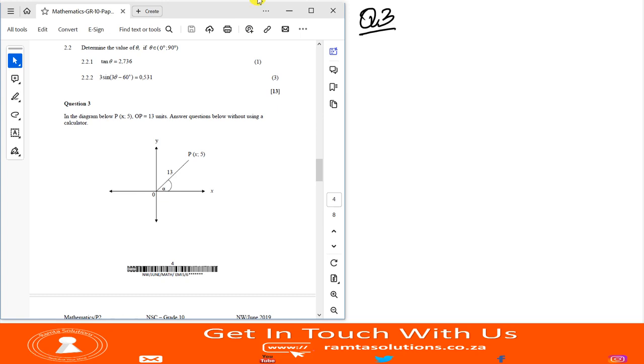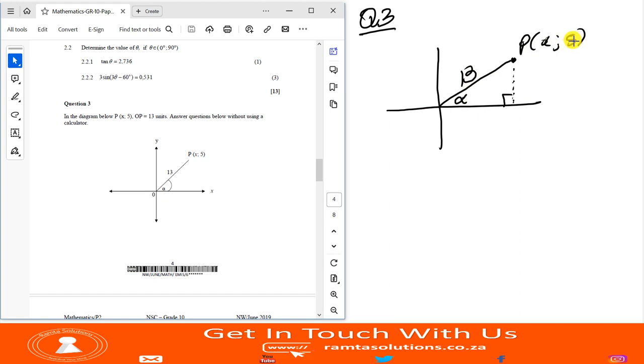Okay. So now what we're going to do is this. Let me draw this diagram. So this is alpha and this is 13. By the way, if I draw a broken line here at 90 degrees, as you can see, it's a point here called point P with coordinates x and 5. The x value here is unknown. The y value is 5. And what is the x value? It's unknown. Now, let's answer the questions.